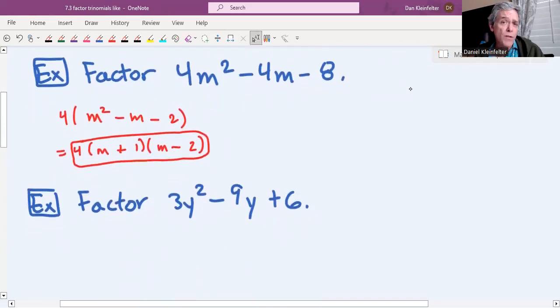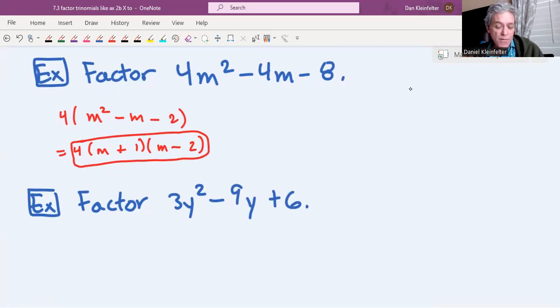All right, here's one for you to try. Take a second, pause the video, try this one, restart the video, see how you did. All right, this time we've got 3y squared minus 9y plus 6. I'll begin by factoring out the 3. That will leave y squared minus 3y plus a 2.